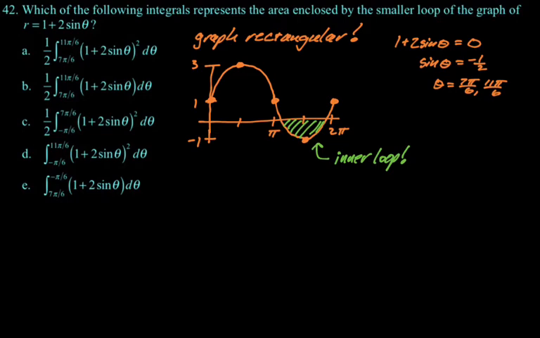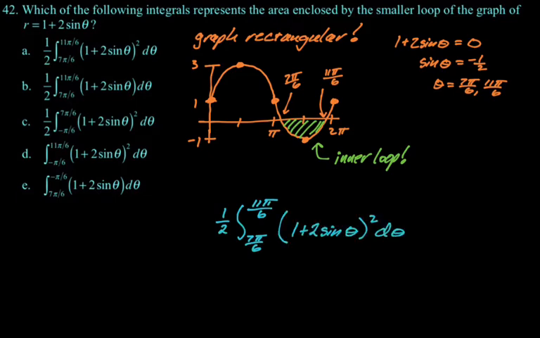So if I were just writing this, it'd be 1/2 the integral from 7 pi over 6 to 11 pi over 6 of the quantity r squared. And then I look at the answer choices. That's option A, so that's the answer. B, they forgot to square it. C, they're doing some weird thing.